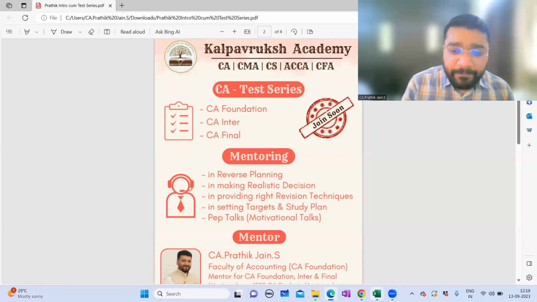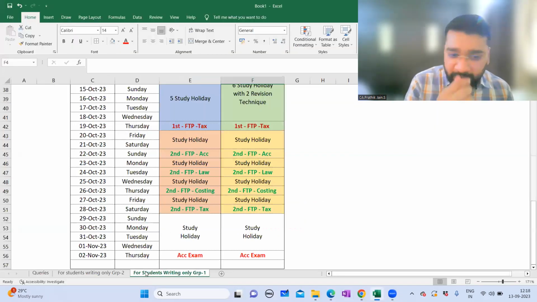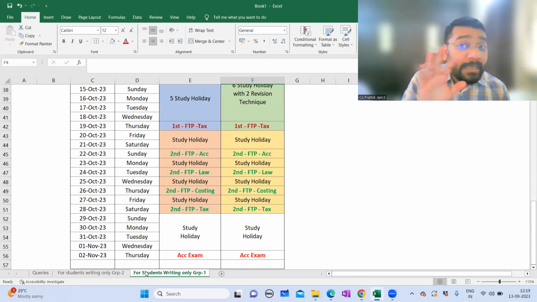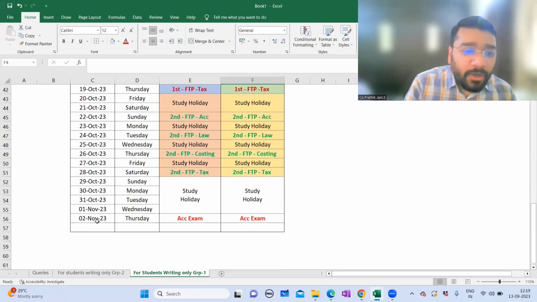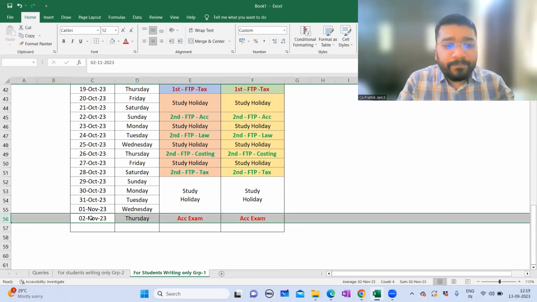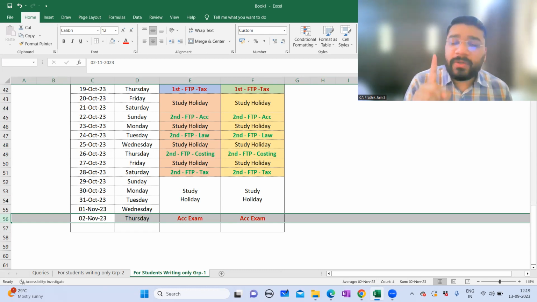So here I'm bringing up the Excel sheet that I've prepared. This is for only those students who are going to write only Group 1 examination. So guys, your examination begins with 2nd November, which is Thursday. Those who are only going to write Group 2, you have to wait for a few minutes. I'll come back to you.